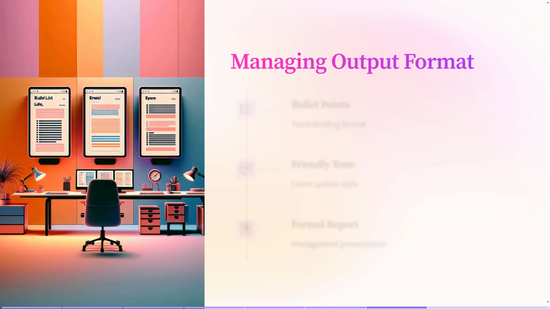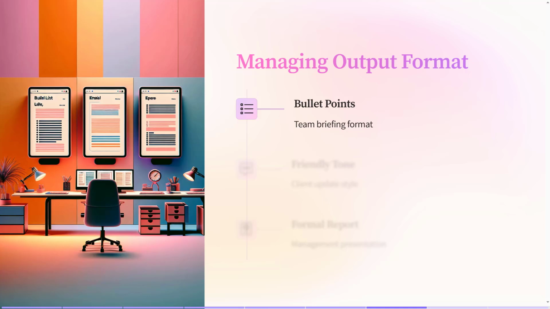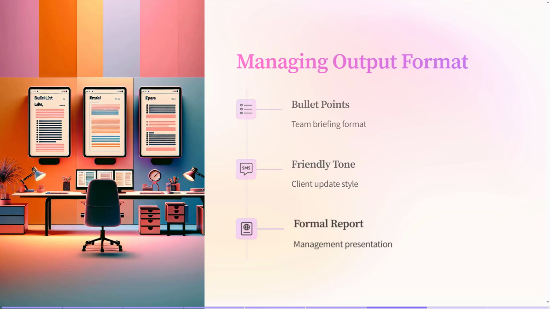So for example, we might want it to be in bullet points for a team briefing format. Some information that we're analyzing. We might want it in a friendly email tone for a client update. We might want it in a formal report for a presentation to the partners of the firm or to the management of the clients, for example. So let's take a look at the same information and see how we can prompt our analysis in 3 different ways and how we get 3 different outputs.